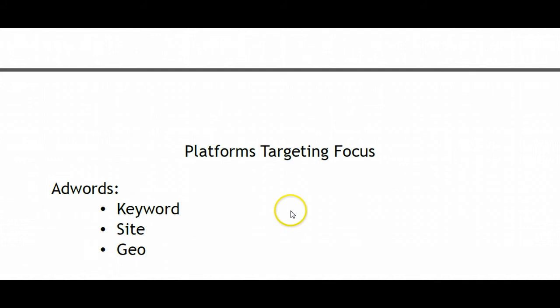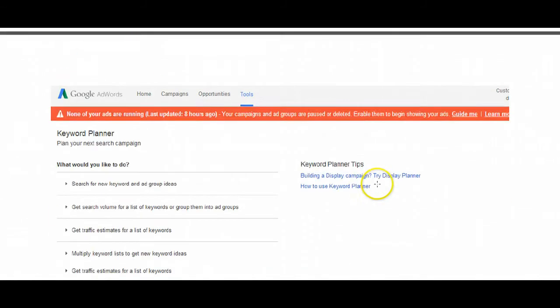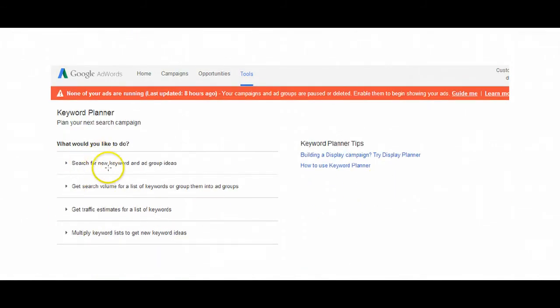Keyword targeting is all about targeting based on keywords that you would care about a person finding you when they search on. So for instance, if somebody searches on insurance, then you may want your ads to show. So when you're developing campaigns using AdWords, typically you go into the keyword planner and you focus on keywords.